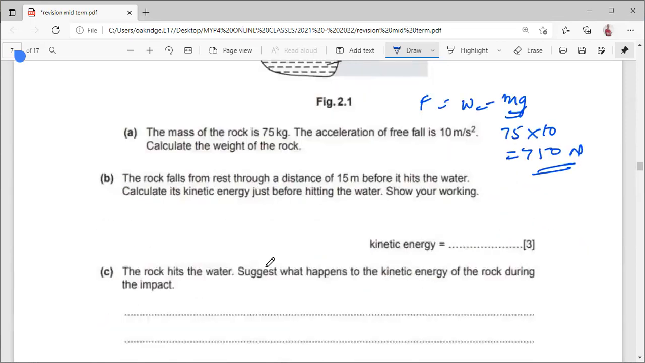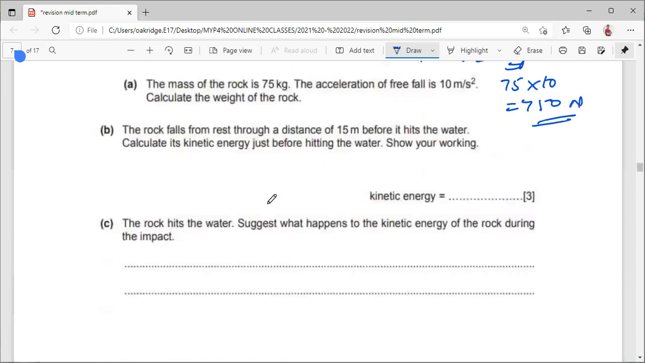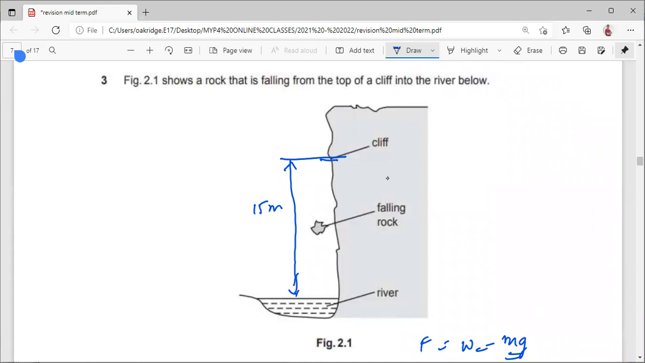Then the rock falls from rest through a distance of 15 meters before it hits the water. Rock falls from a distance of 15 meters, which means the distance from here to here is 15 meters. Okay, then calculate its kinetic energy before hitting the water. What is the energy here? Now the first thing is that when the rock was on the surface over here, its potential energy was zero. It did not have any energy. But now when you lifted this object to this height, the energy on this object is mgh, which is potential energy.